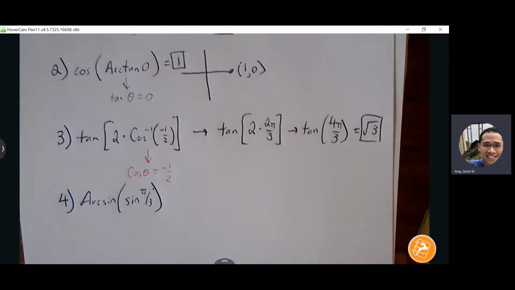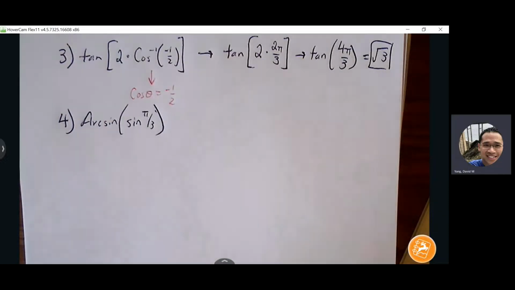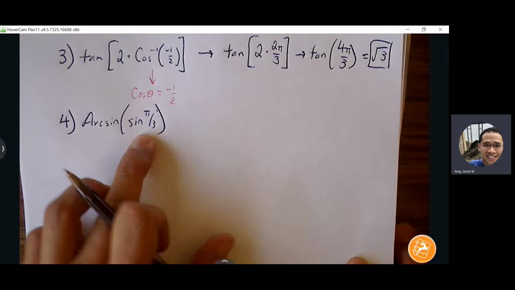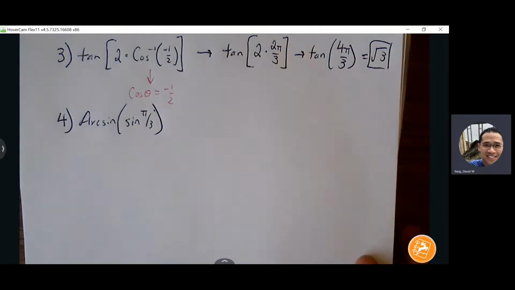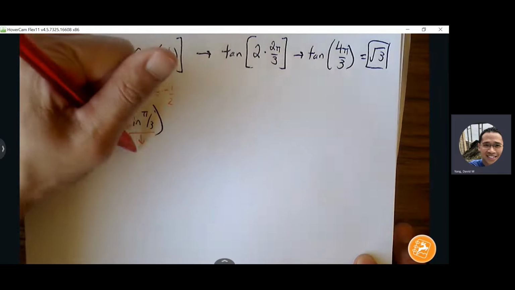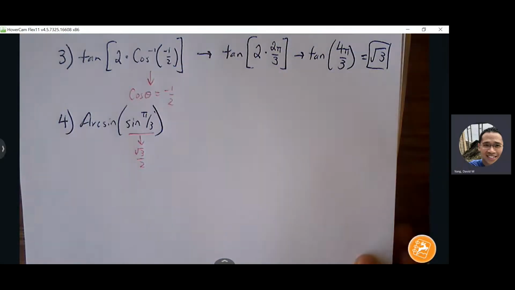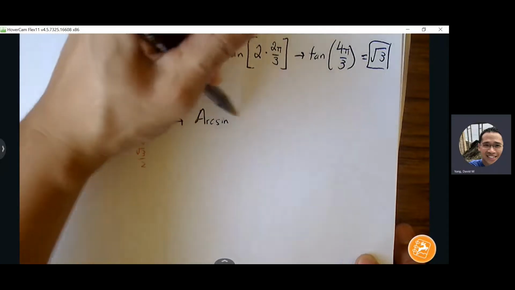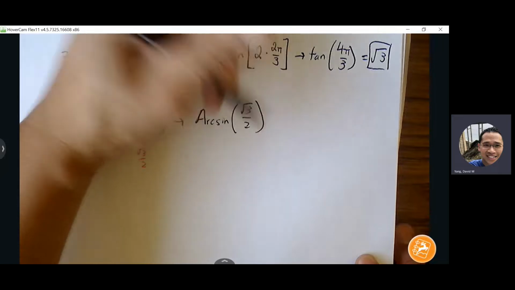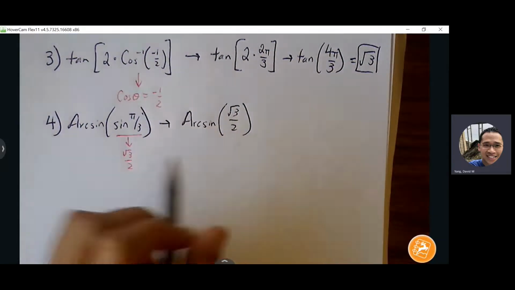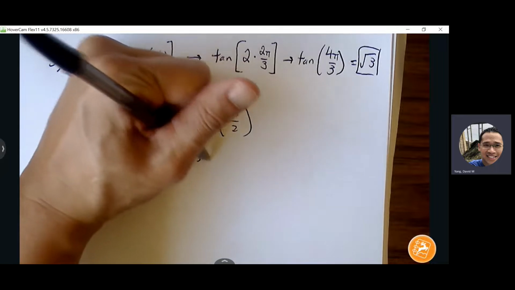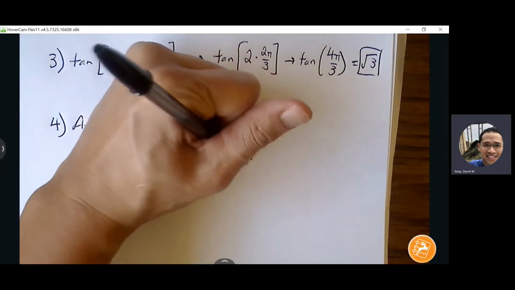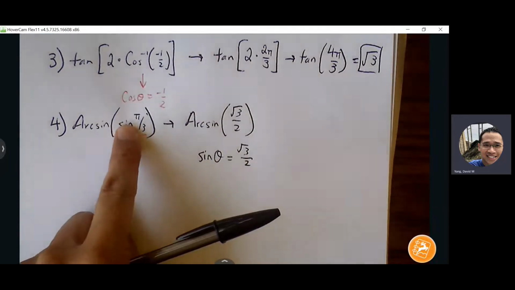All right, number 4. We always want to deal with the inside portion first. So let's figure out what sine of pi over 3 is. All right, unit circle, what's sine of pi over 3? Okay, root 3 over 2. So we'll go ahead and replace this with root 3 over 2. So now we'll say arc sine of root 3 over 2. We're going to go back to where we came from, right? This is basically saying when is sine of theta equal to root 3 over 2, that's going to go back to where we just started, right? Pi over 3.